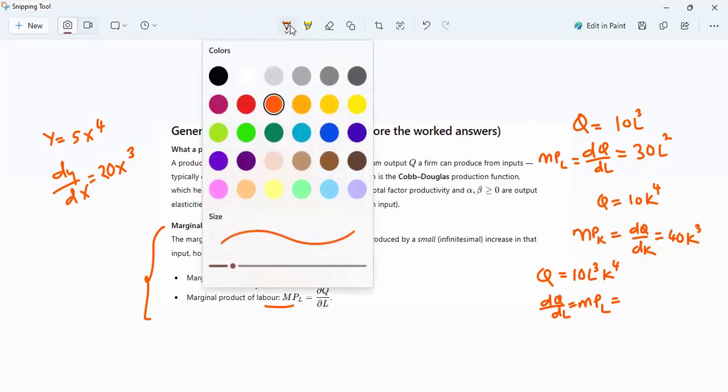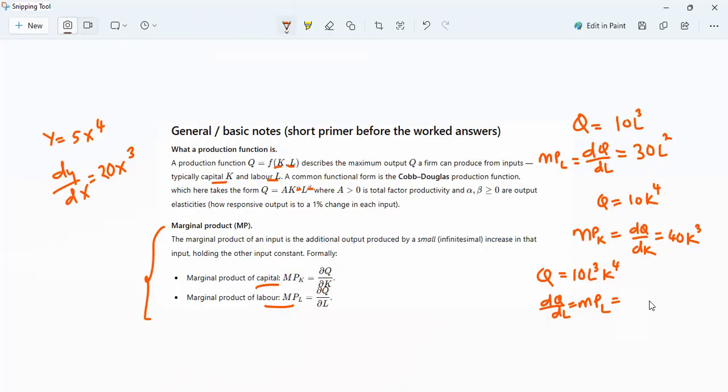Don't touch the K. Leave the K as it is, so K^4 remains as it is. Then we're going to differentiate 10L^3. What is the derivative of 10L^3? It will be 30L^2. So this will be our final answer: 30L^2 K^4. The 10 is for both of them. Suppose we're differentiating with respect to K, the derivative of Q with respect to K. This is called our marginal product of what?